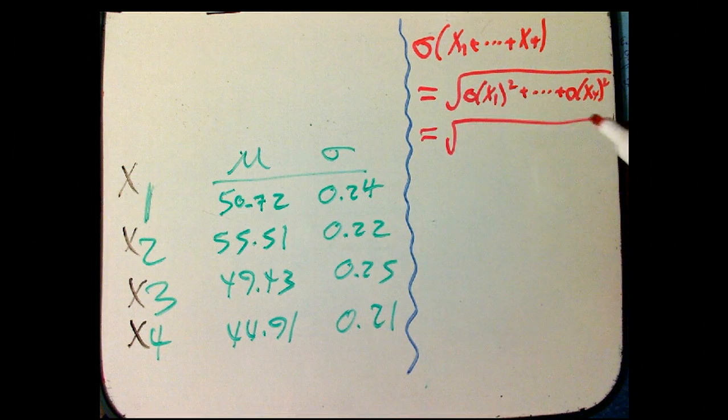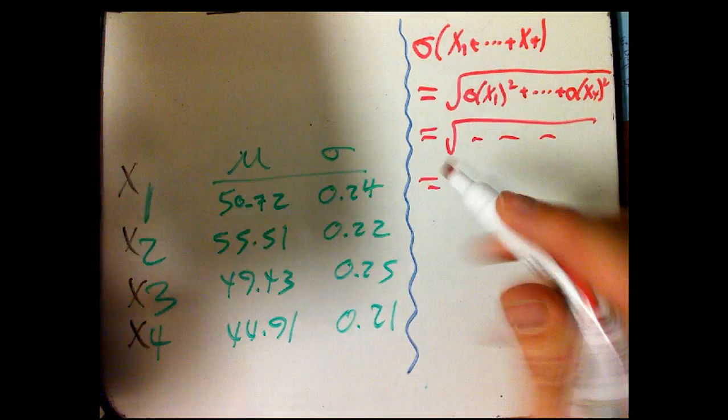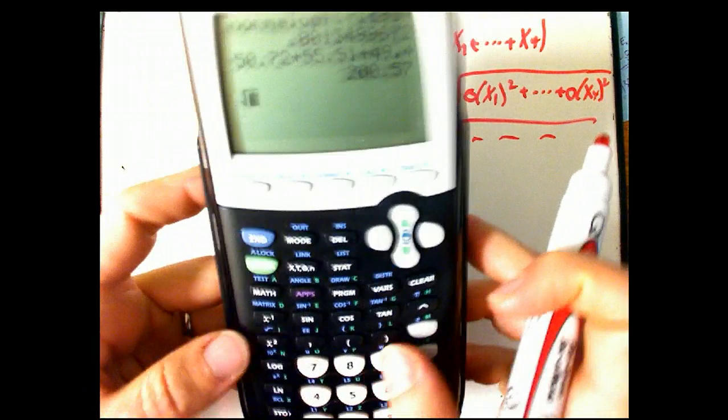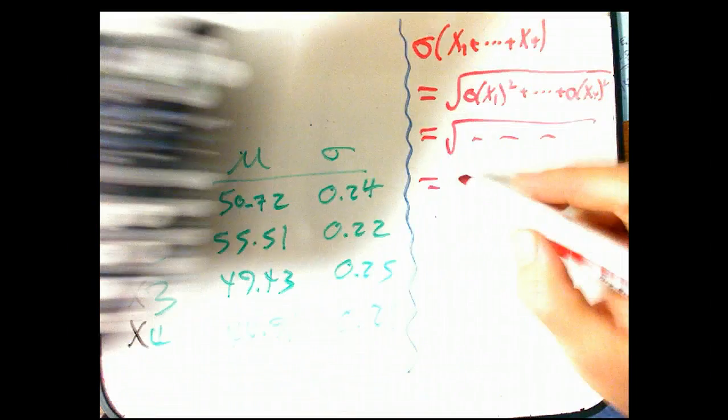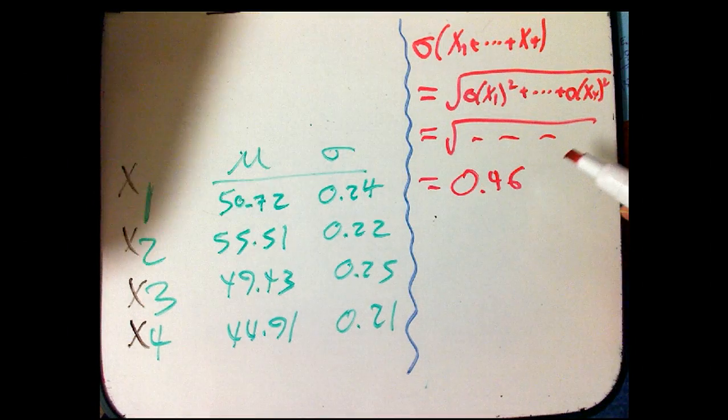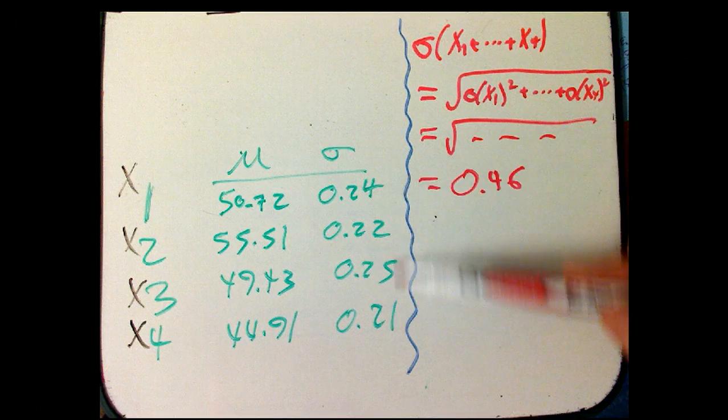All right, so that's going to be the square root of, well, let me just do it out on the calculator. So we're going to do the square root of 0.24 squared plus 0.22 squared plus 0.25 squared plus 0.21 squared. Alrighty. 0.46. Notice that's substantially less than the sum of all these guys.